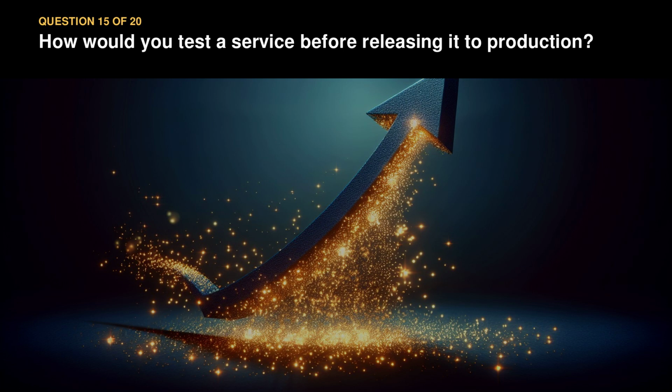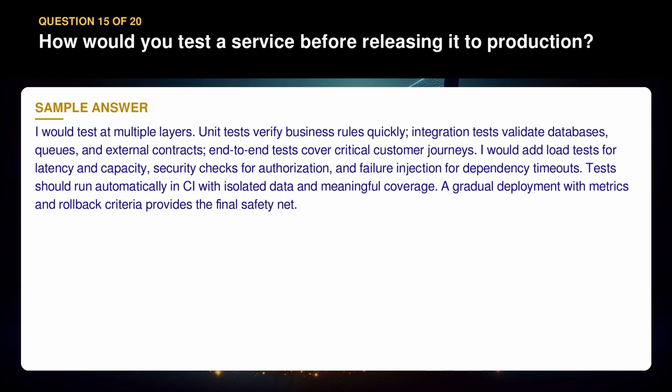Question 15. How would you test a service before releasing it to production? I would test at multiple layers. Unit tests verify business rules quickly, integration tests validate databases, queues, and external contracts, end-to-end tests cover critical customer journeys. I would add load tests for latency and capacity, security checks for authorization, and failure injection for dependency timeouts. Tests should run automatically in CI with isolated data and meaningful coverage. A gradual deployment with metrics and rollback criteria provides the final safety net.